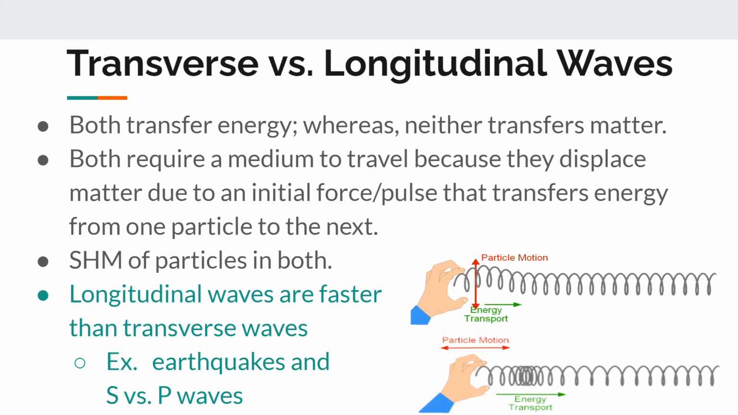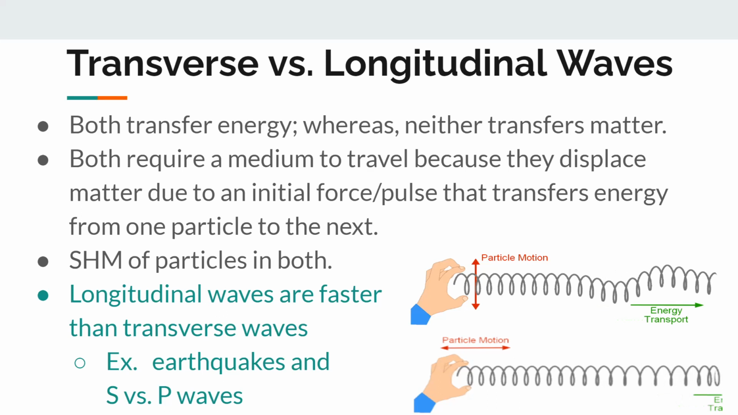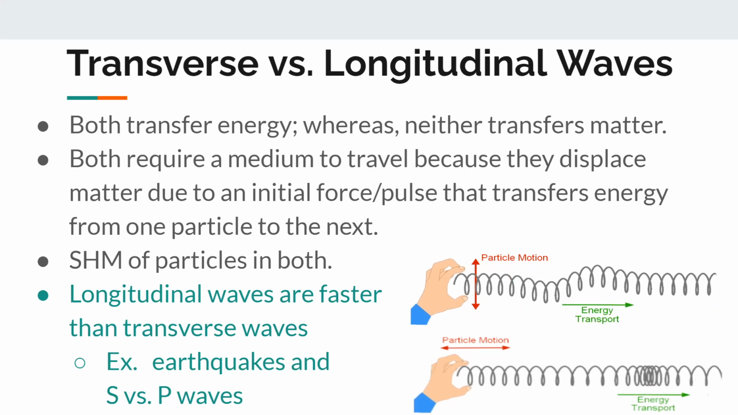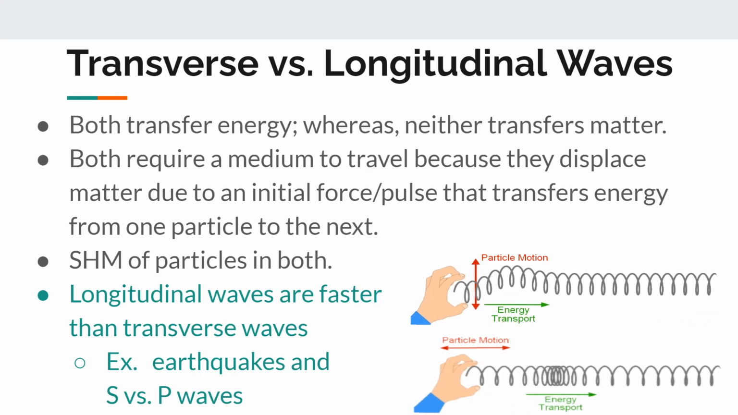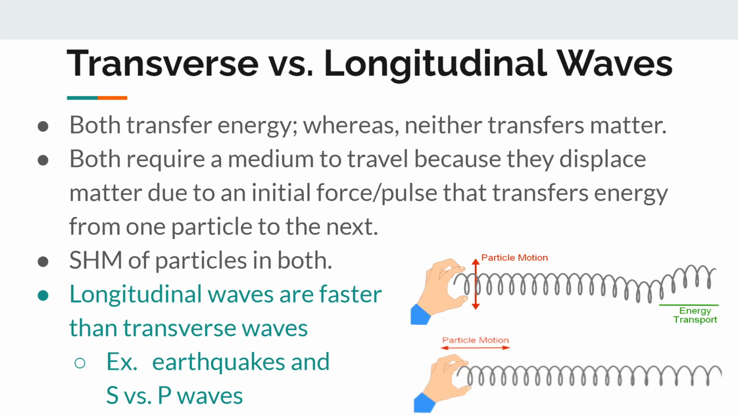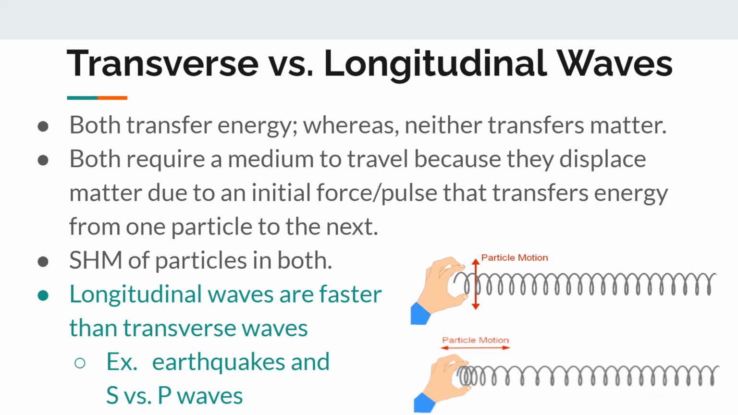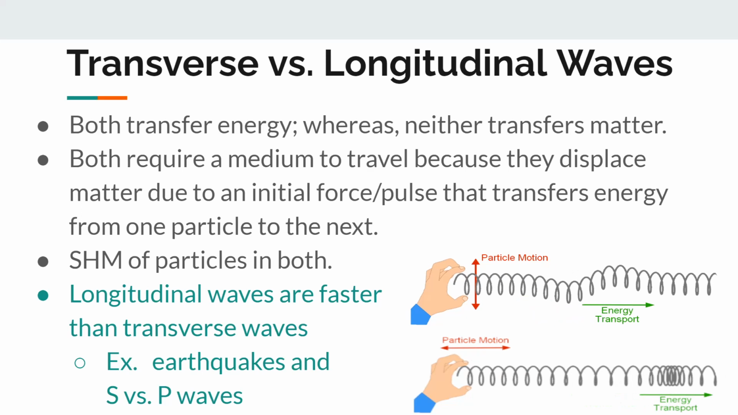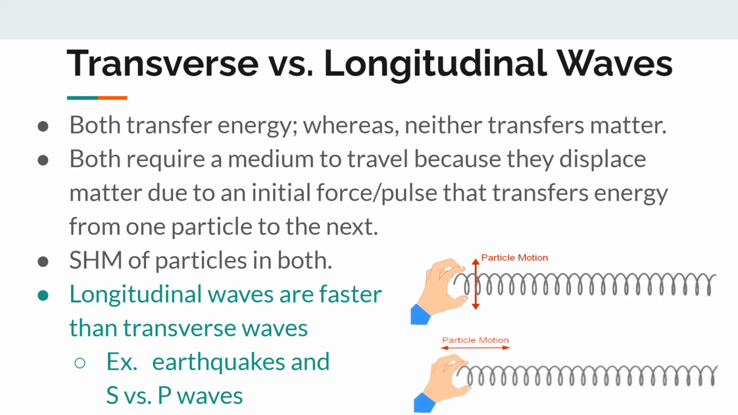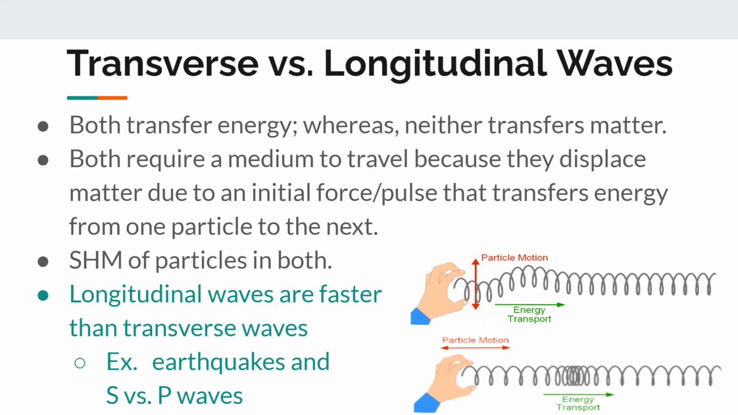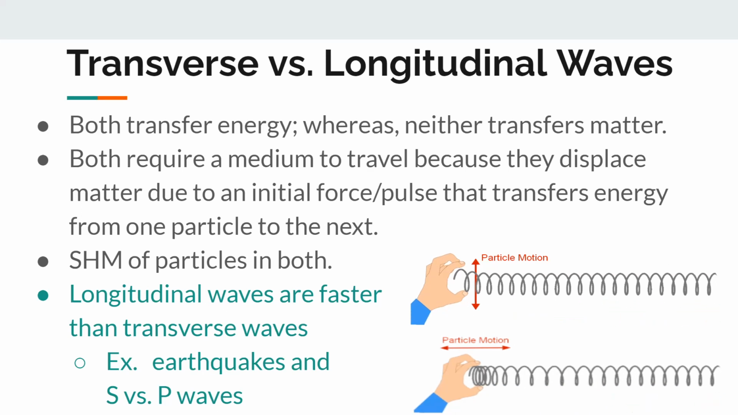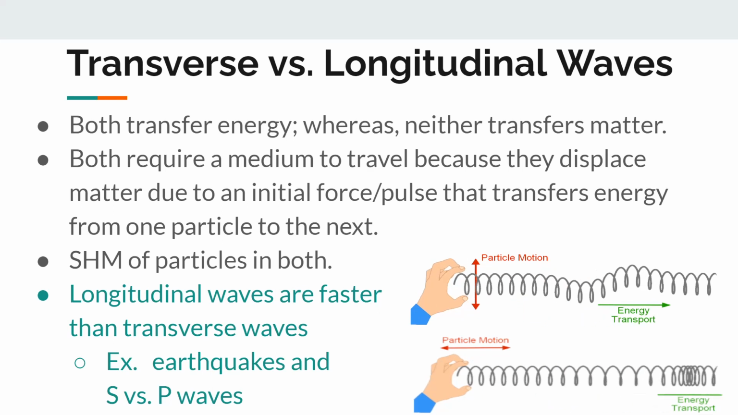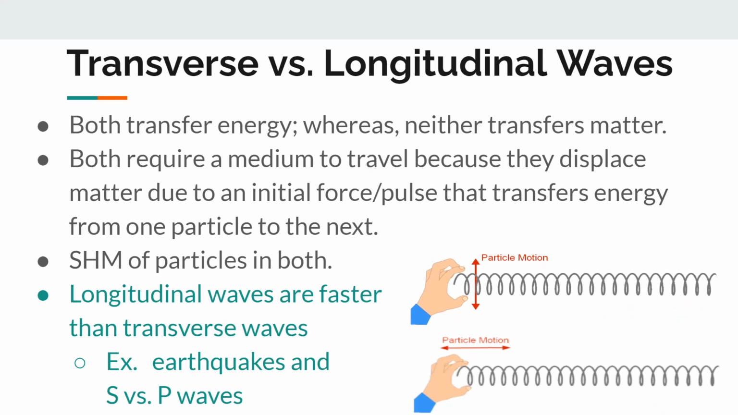Both require a medium to travel because they displace matter due to an initial force or pulse that transfers energy from one particle to the next, kind of like a domino effect. There is simple harmonic motion of particles in both of these. In our transverse wave on the top, my simple harmonic motion is that repetitive up and down motion. In the wave on the bottom, that longitudinal wave, I have the back and forth motion. If these slinkies were moving in a periodic wave, you would see that continuous movement. Here, it's really just single pulses going through.